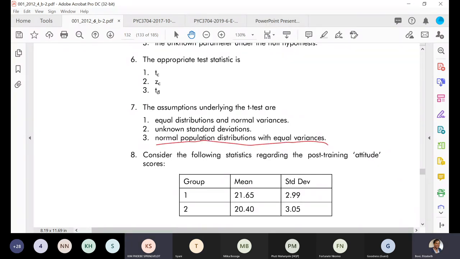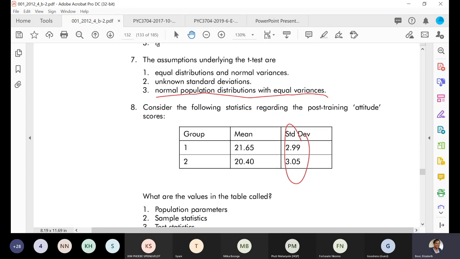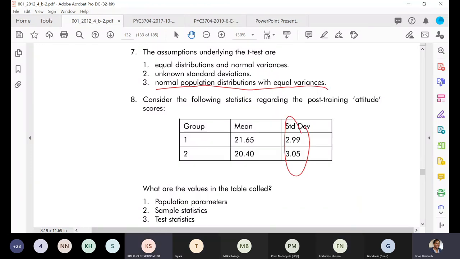You see, this is normal population distribution with equal variances. Which means it's equal population variances, not the sample variances. Because if you look at this, is it the pre and the post? No, these are two groups. These are independent. You can see that we have two different standard deviations. They are not the same. Do you understand? They're independent or dependent? This is independent.